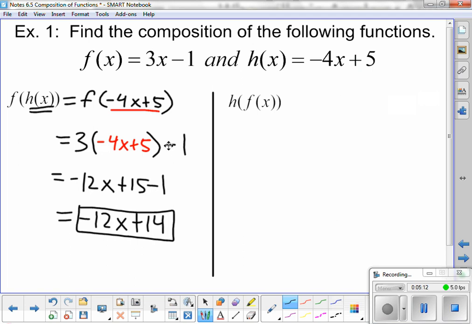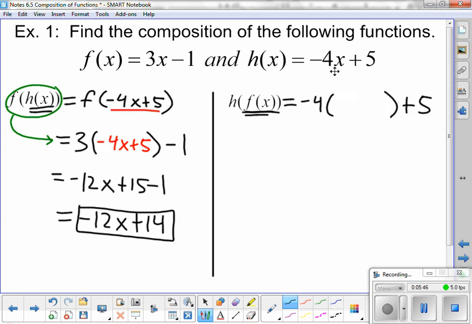I am okay if you want to go directly from here to this step right here without writing that f of negative 4x plus 5, if you can figure that out. I'll do that on the next one, actually, to show you what that would look like. So the next one wants h of f of x. So first off, work from the inside. I know I'm putting f of x inside of h. So since it's going inside of h, let's go ahead and write our h function out and then put a blank spot. So it's going to be negative 4x. The x is going to be a blank spot plus a 5.